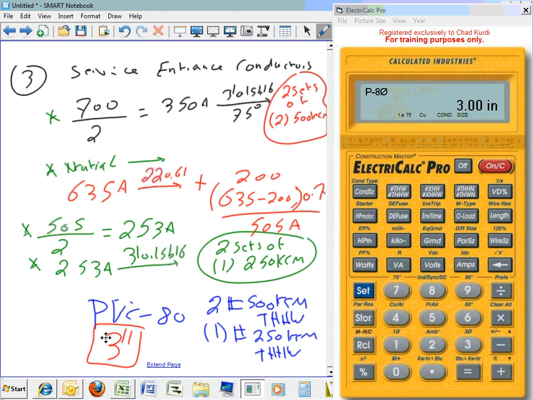Any question, guys? So we sized the conductors, the ground electrode conductor, the main bonding jumper, and the conduit directly from the calculator. Any question? That's basically the size for the.